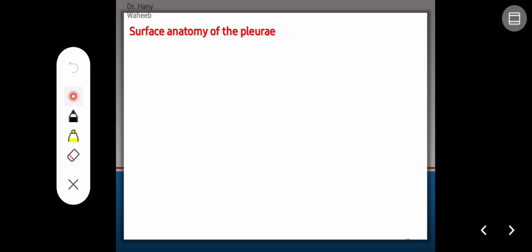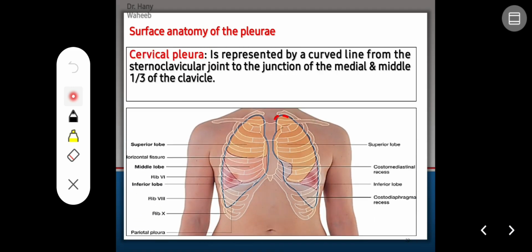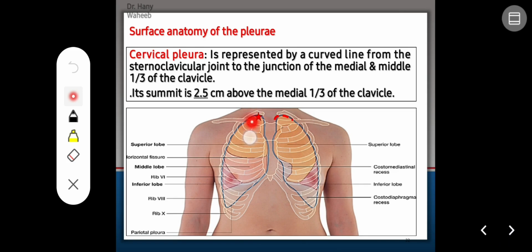Surface anatomy of the pleura. What is the surface anatomy? The cervical pleura is represented by a curved line from the sternoclavicular joint to the junction of the medial and the middle thirds of the clavicle. It extends for 2.5 centimeters above the medial third of the clavicle. Its summit is 2.5 centimeters above the medial third of the clavicle.